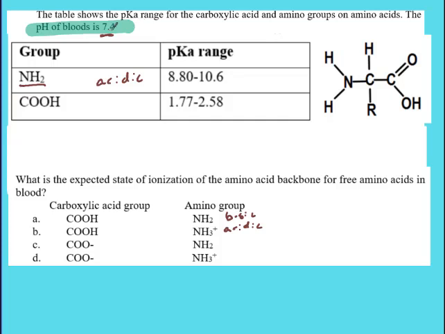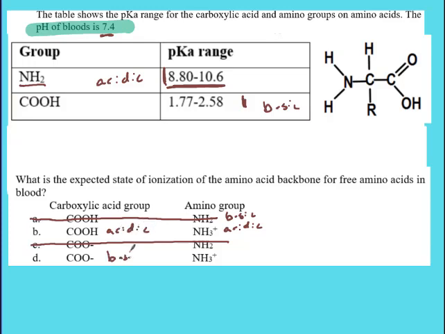We can't say 7.4 is a base because it's above 7. We're relating that to the pKa range. So since it's on the lower end of it, that's the acidic range. So we can eliminate A and C. For the carboxylic acid, 7.4 is over here in the basic range. This is my acidic form of it. This is my basic form of it. So the answer is D.